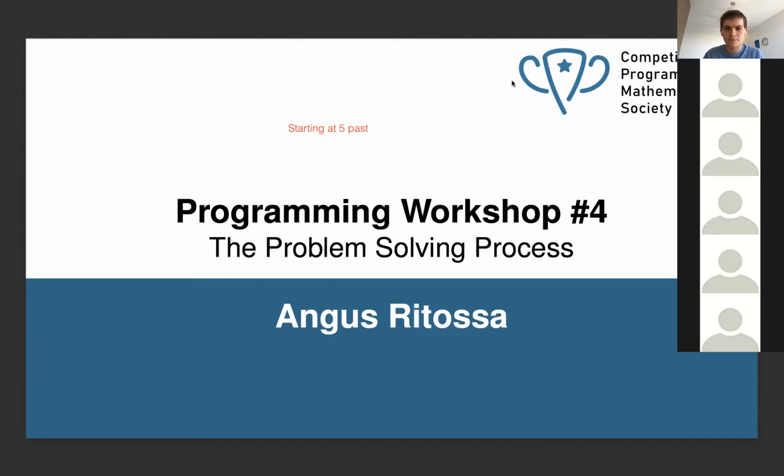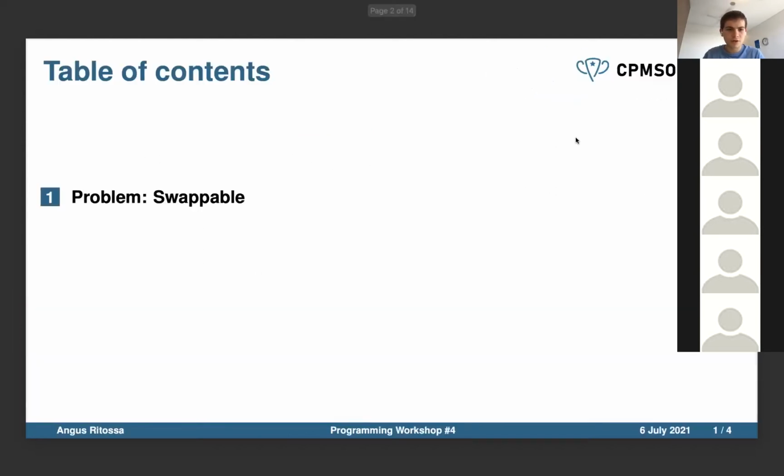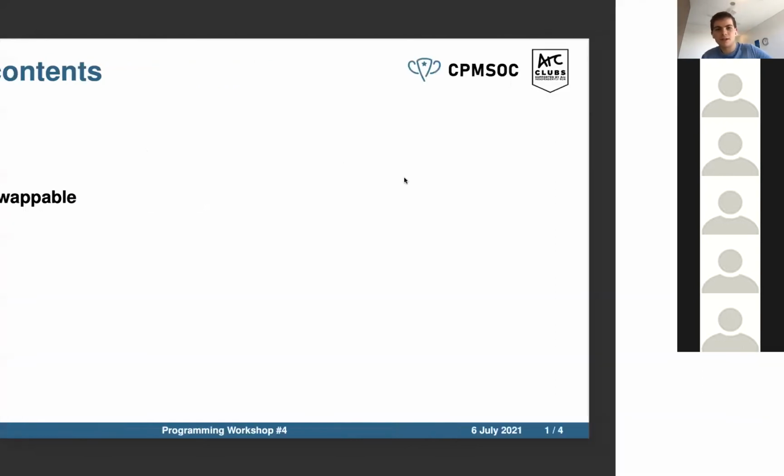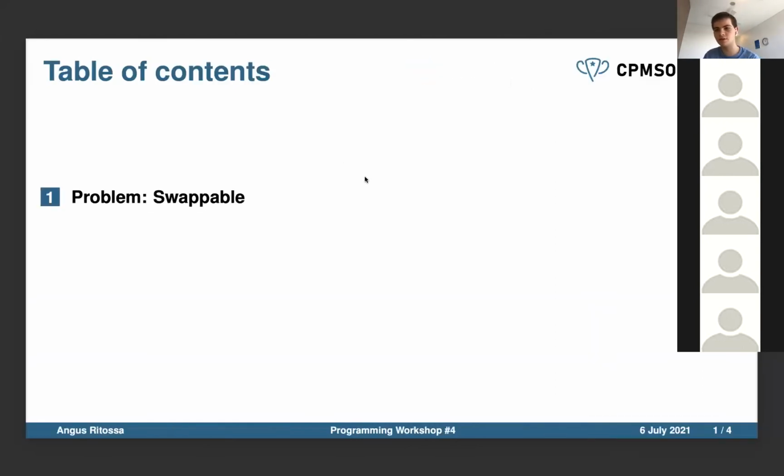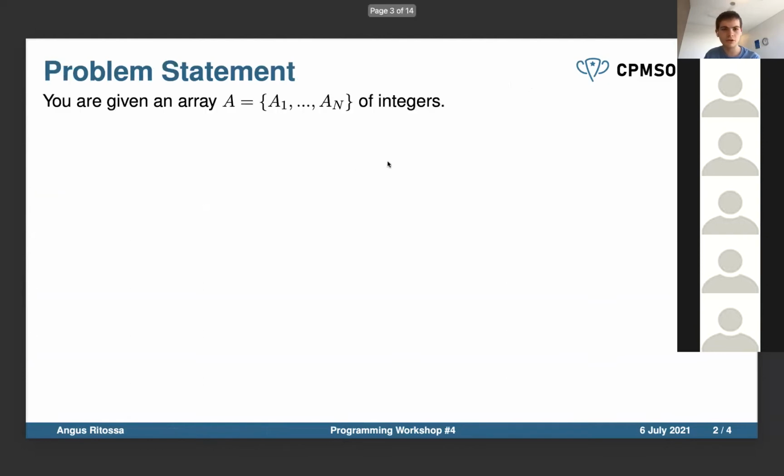So onto this first problem then. The problem is called swappable. It's in the problem set, which I'll send the link to once we finish this. So first of all, just go over the problem. Obviously the first part when you're solving a problem is the problem statement, and that'll have the information about the problem.